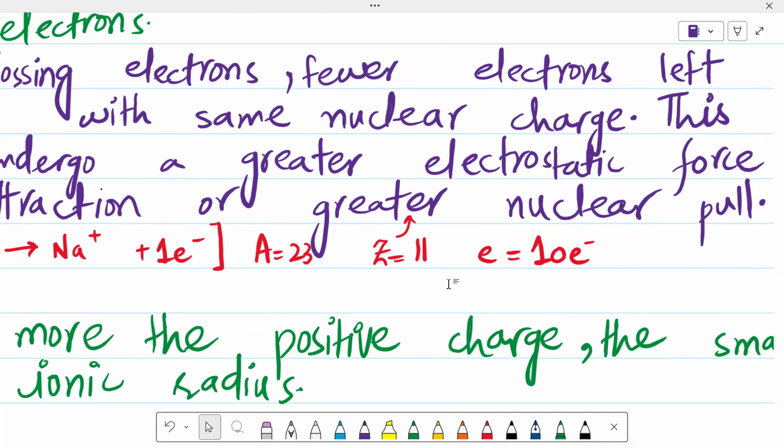Why do they have an overall positive charge? Because if you compare this one and this one, there is one extra proton, isn't it? This is 10 electrons and this is 11 protons. What is extra over here? The proton. Yes, that is why it has one positive charge.